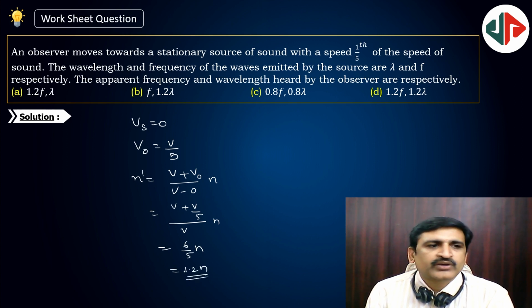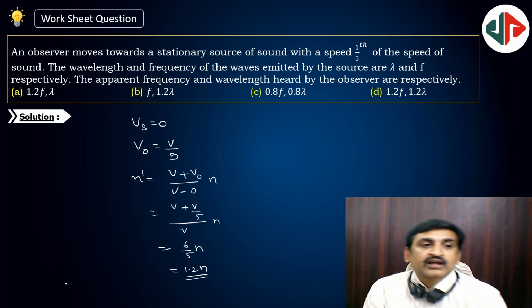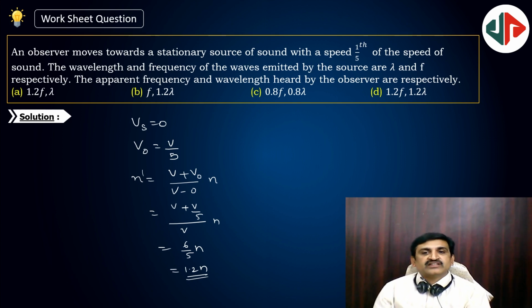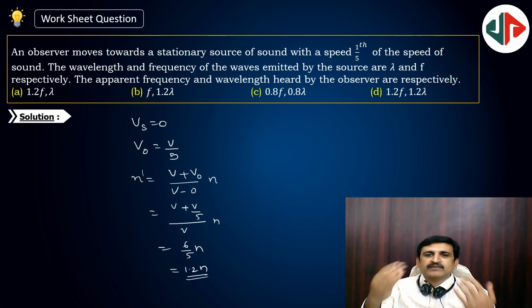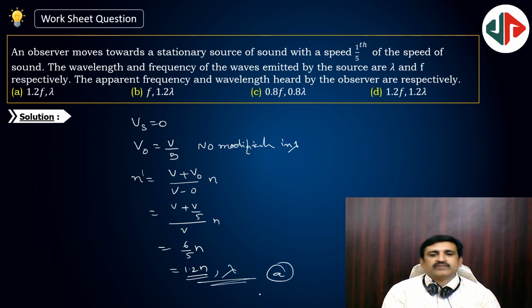Frequency will be 1.2 n. So the first option is there, the last option is also there. Then wavelength: if apparent frequency is increased, then wavelength should decrease? Here the source is at rest, so wavelength will not be modified. The observer only catches more or fewer waves. Observer is moving, so no modification in wavelength. So wavelength will be lambda only. So option A only.